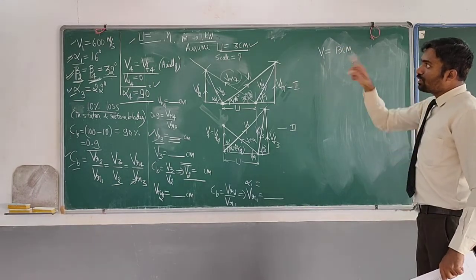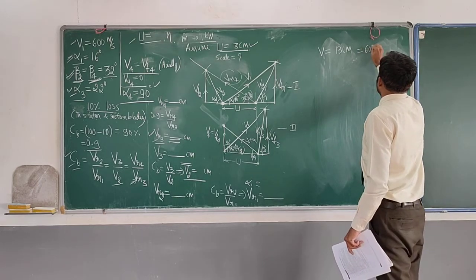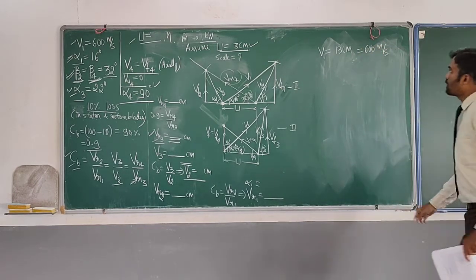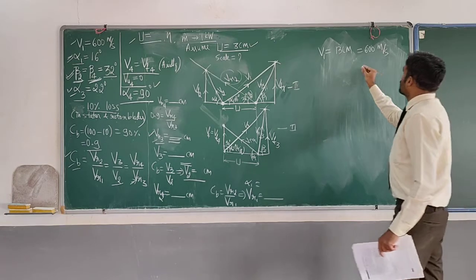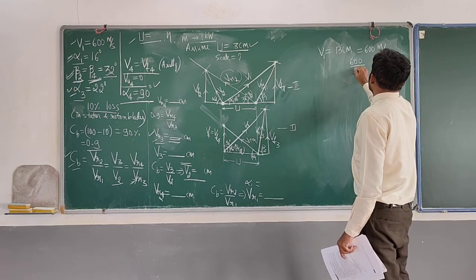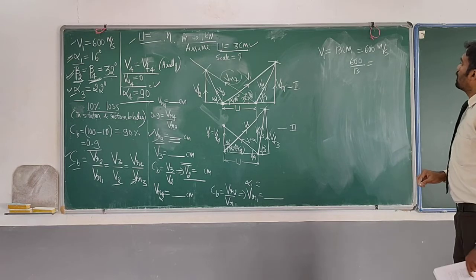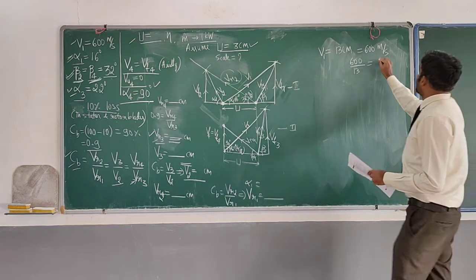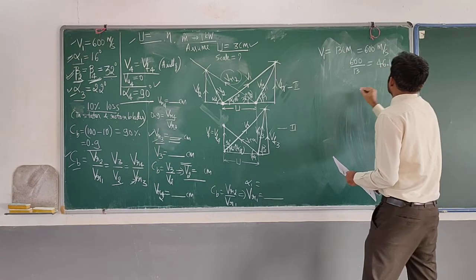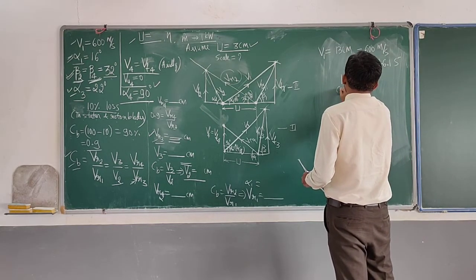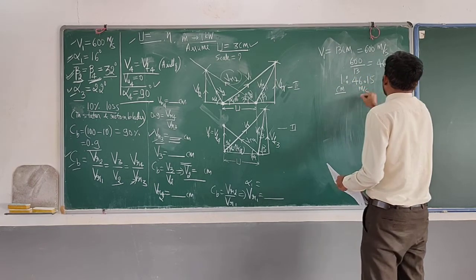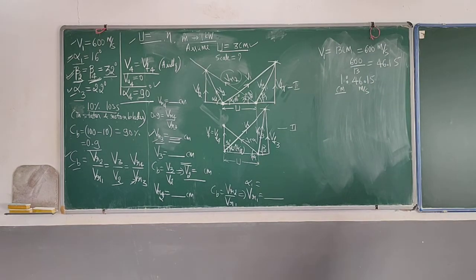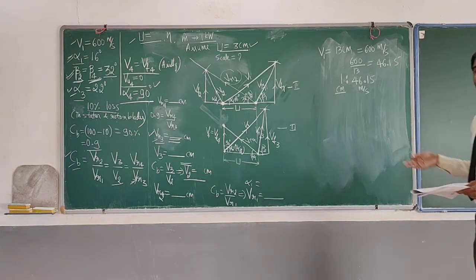And the V1 value in meter per second is given, which is 600 meter per second. If I divide meter per second by centimeter, I will get the scale. That is 600 by 13, which comes out to be around 46.15. So 1 centimeter length represents 46.15 meter per second velocity. This is the scale.